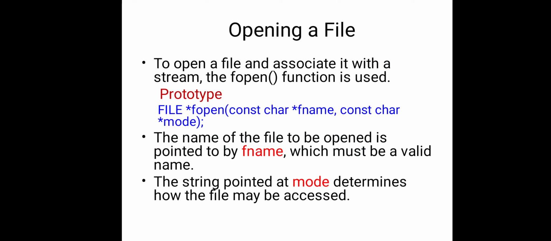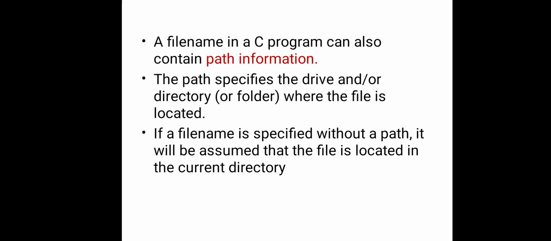Next is opening a file. The first step, declaring the file pointer, is done, and the next step is to open the file. We are going to use the fopen function. The prototype of fopen is: the return type is the FILE structure pointer, and it takes two parameters. The first parameter is the file name that we are going to open, and the second is the mode in which we are going to open it.